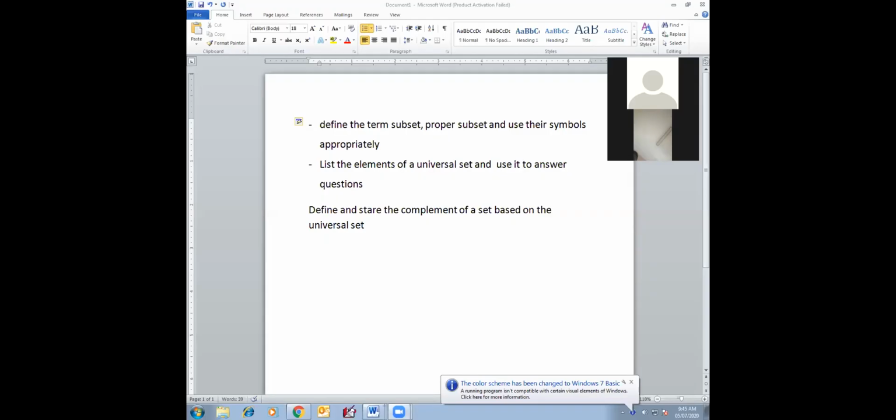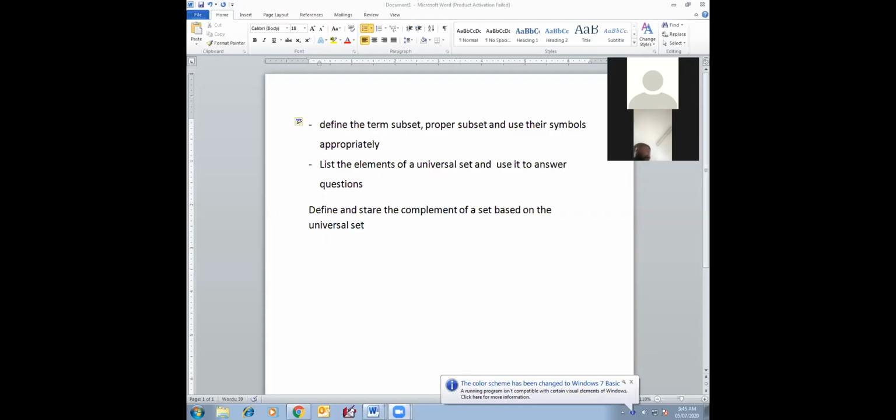Basically, we have very little time to finish this work. I hope I'm going to post the objectives and you're going to be able to see them. Okay, so there we go. So, these are the objectives of the lesson.